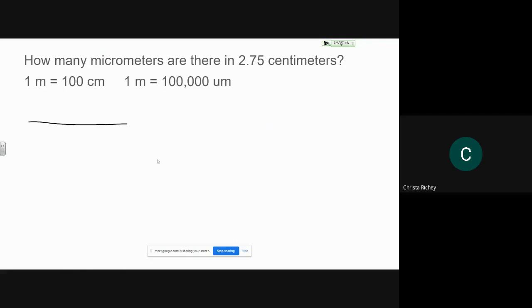So, how many micrometers are there in 2.75 centimeters? How do you abbreviate centimeter? cm. So where is cm going to immediately go? Down here. Now, I can't go directly from centimeters to micrometers. I have to go to the base unit first. And what's the base unit? Meters.